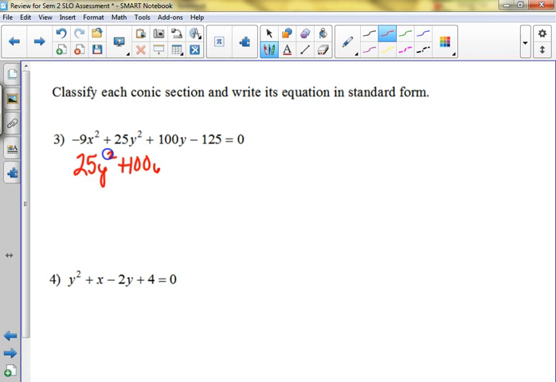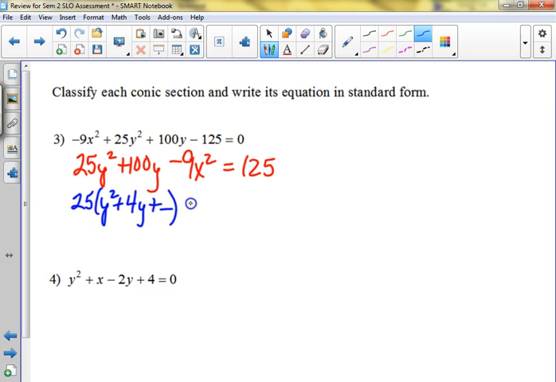You might be better off doing this: put in the positive one first, even though it's the y, right? Because some of you got really confused. Oh, look, there's nothing to complete the square with there. Some of you got really confused with the minus out front. Then you forgot that it was a hyperbola. All right, if we take out a 25, we have y squared plus 4y plus blank, and this one's just plus or minus whatever, 9x squared equals 125.